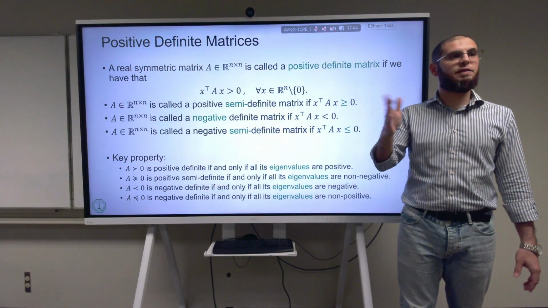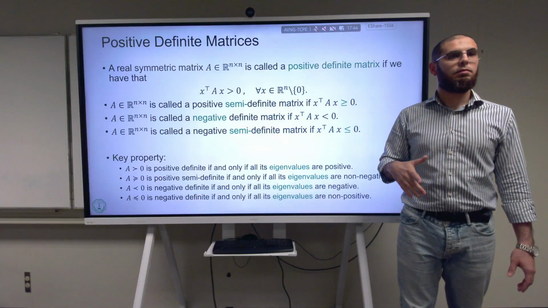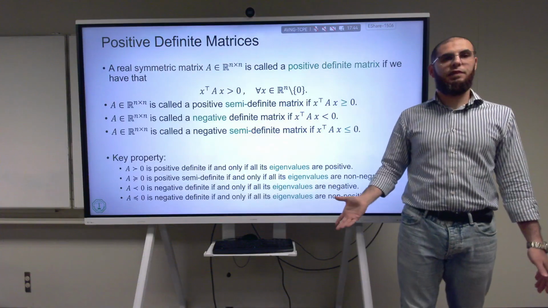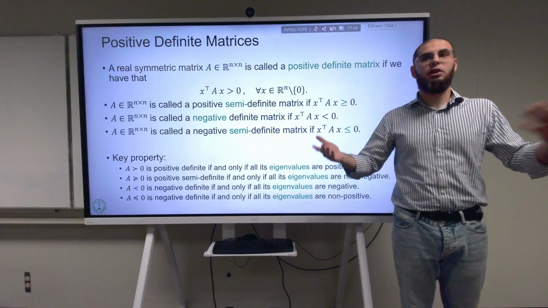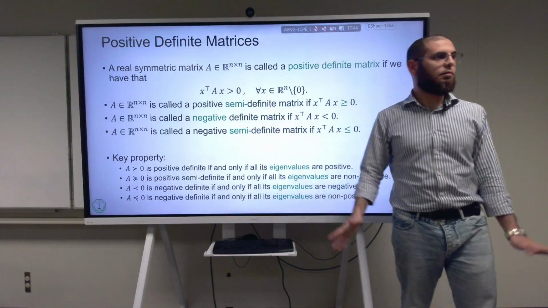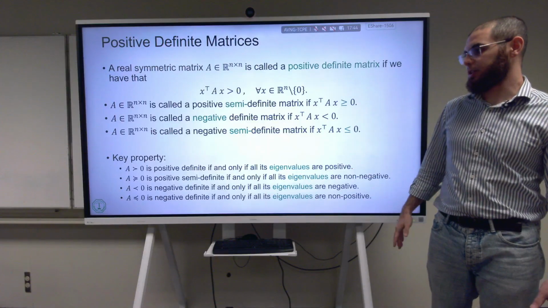What if it's positive, 0, and negative? It's inconclusive. We call it indefinite. We cannot say anything about it. I cannot say it's positive. I cannot say it's negative. It can be anything. So that's the most general case.